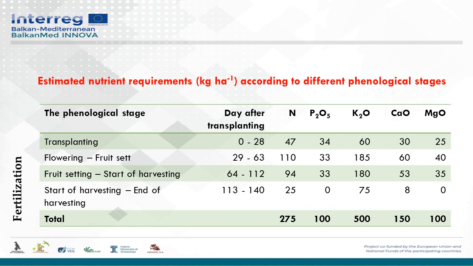Of course, the values here are expressed in kilograms per hectare of active ingredients and nutrient elements, and you need to convert each of these numbers here into specific fertilizers and a specific amount of each of the fertilizers you are going to use.